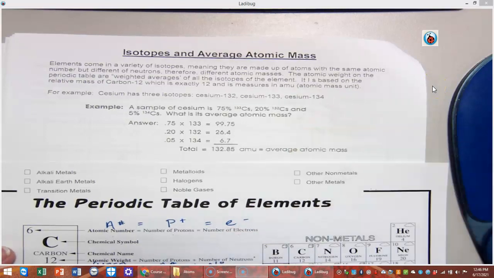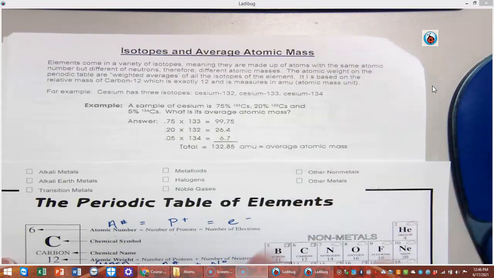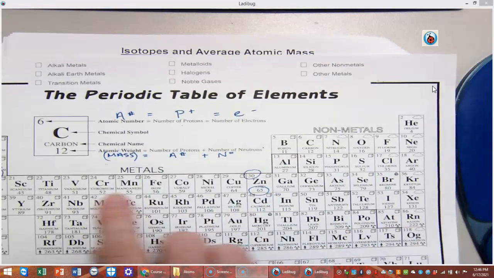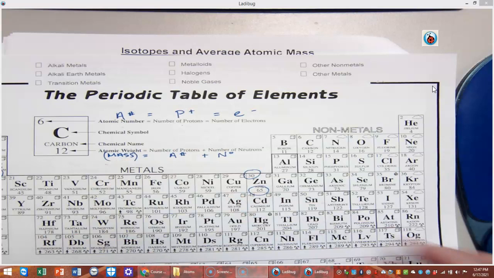Okay, on isotopes and average atomic mass. When you have a periodic table, it usually doesn't look like this. See, all our atomic weights are rounded off. This is really our mass number, okay?